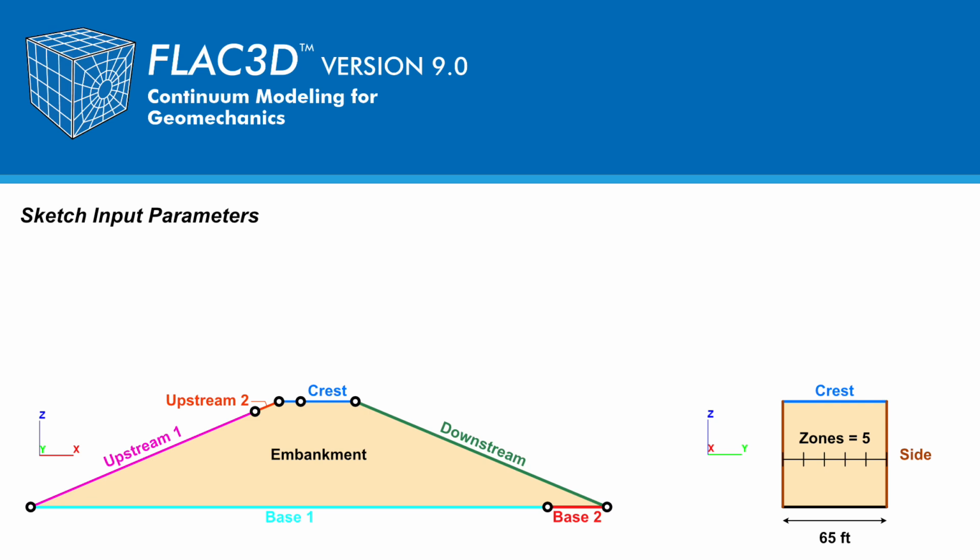Recall the sketch input parameters from FLAC2D, which are shown here. The edge type group names along the boundary of the embankment are shown. Also, now needed in FLAC3D is the out-of-plane dimension, in this example 65 feet. Also, it will be advantageous for later command assignments to define face groups along the left and right side, here named side. Please note that a total of 5 numerical zones in the out-of-plane direction will be used to model the 65-foot width of embankment.